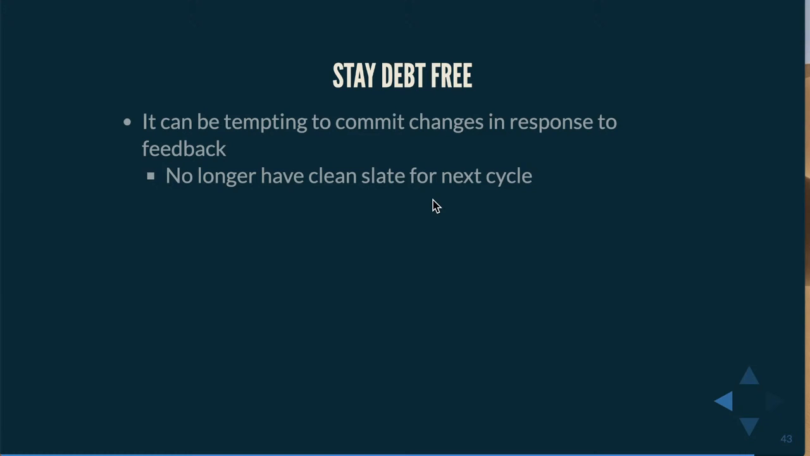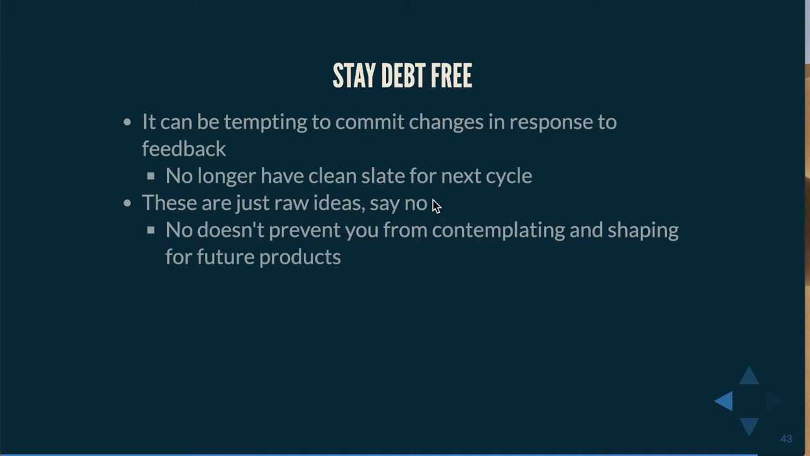It can be tempting to commit changes in response to feedback, i.e. don't respond so quickly without shaping things. You want to have a clean slate. Shape Up is always about having a clean slate for each cycle. So feedback as you get it is just raw ideas, so just say no. Just because you say no at first doesn't mean you can't contemplate and then shape them up for future products. Right? So saying yes is taking on debt.